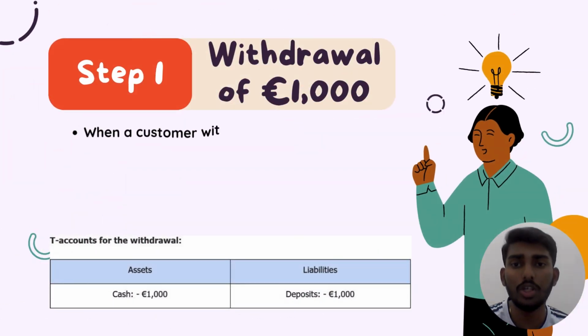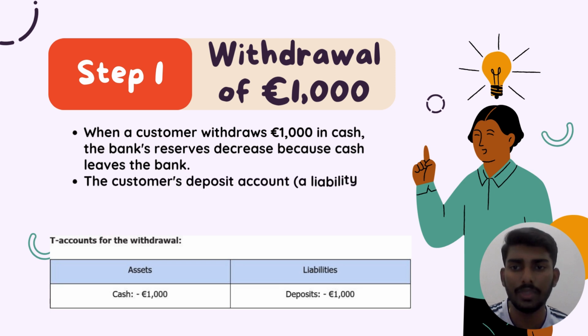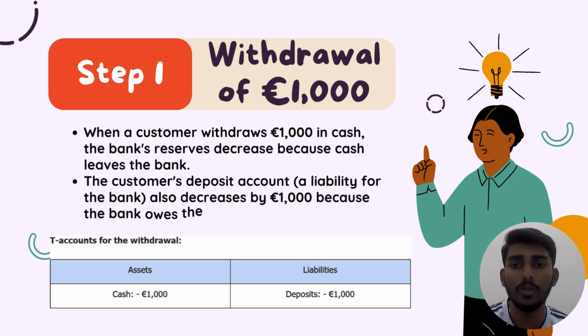Step 1. Withdrawal of 1000 euros. When a customer withdraws 1000 euros in cash, the bank reserve decreases because cash leaves the bank. The customer deposit account, a liability for the bank, also decreases by 1000 euro because the bank owes the customer less money. The T account for the withdrawal is: asset cash minus 1000 euro, liability deposit minus 1000 euro.